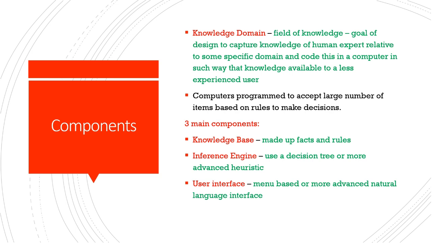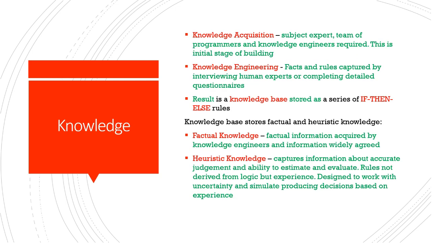Computers are then programmed to accept a large number of items based on rules to make decisions, and this is done through three main components known as a knowledge base, which is made up of facts and rules, the inference engine, which is using a decision tree or a more advanced heuristic, and then the user interface, which is menu-based, or if you have a more advanced natural language interface. So let's go through and talk about those now.